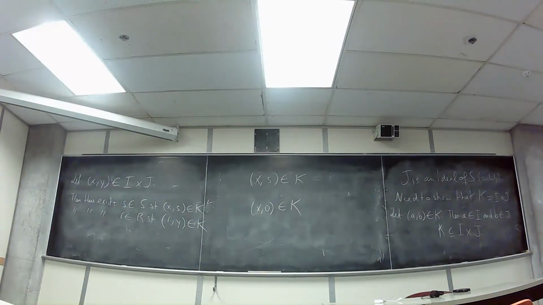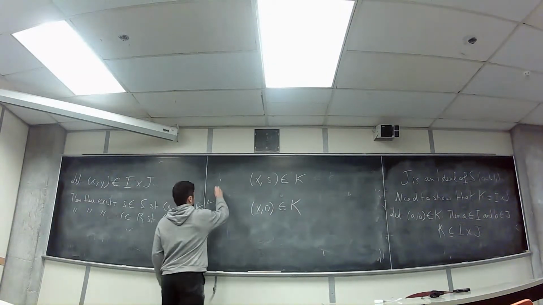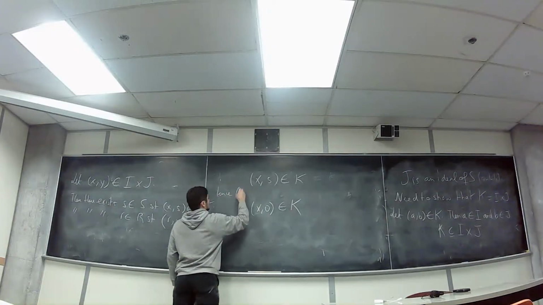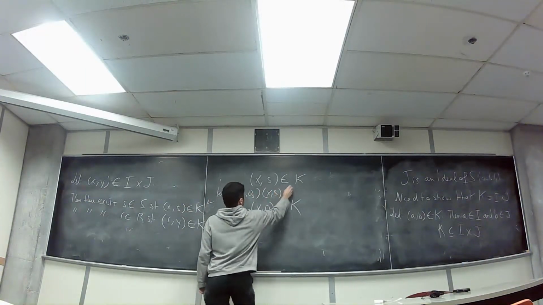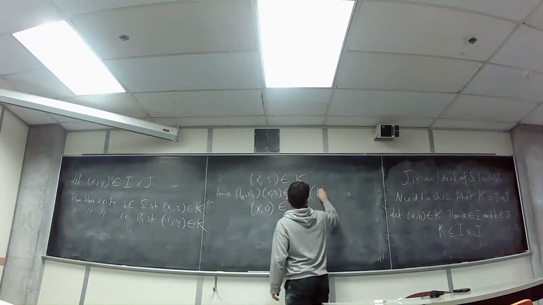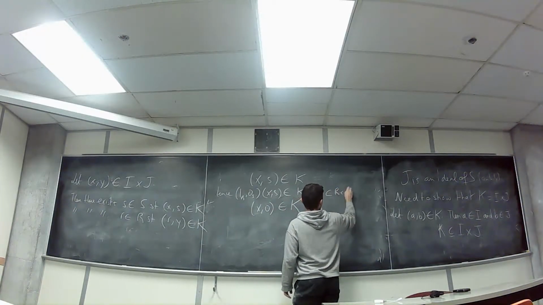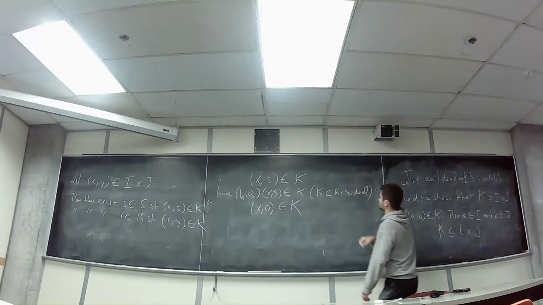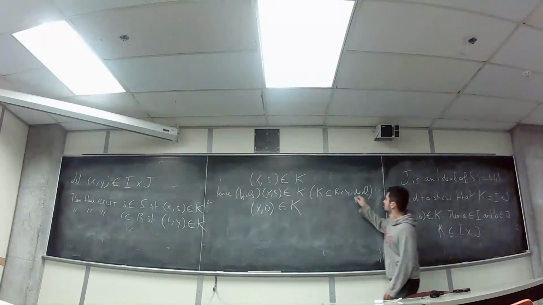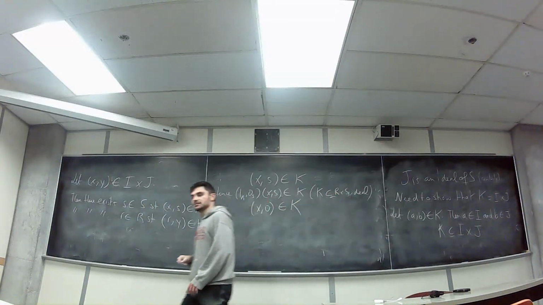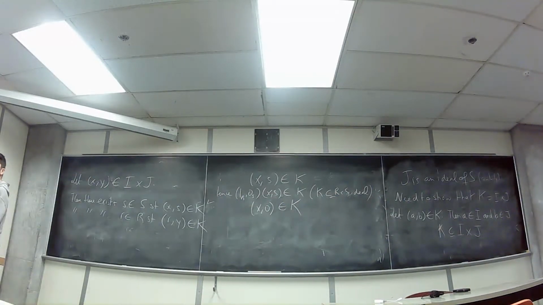1, 0. So 1, 0. Hence (1R, 0S) times (xs) belongs to K, since K is an ideal of R cross S. So x0 belongs to K. Agree or not? Any questions here? Yes, R cross S is an ideal. Agree? So far so good?